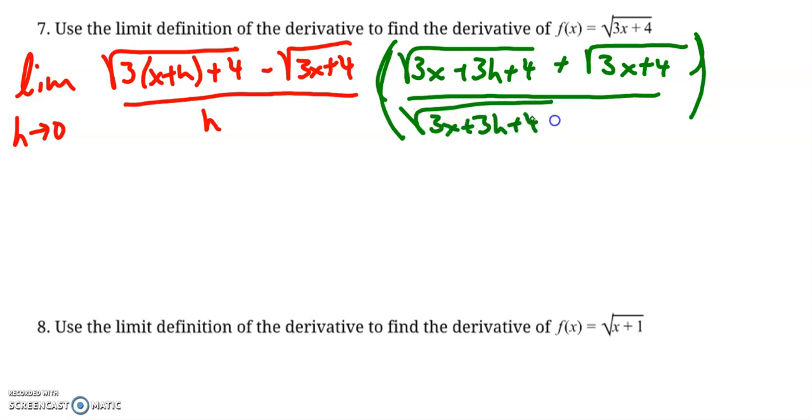And again, hopefully you're at that point where you can skip some steps. I'm going to write a few extra steps that I wouldn't always do, but if you need to write them down, please write them down, okay? So when you distribute here, what's the point of multiplying by the conjugate? The middle two terms cancel each other out.